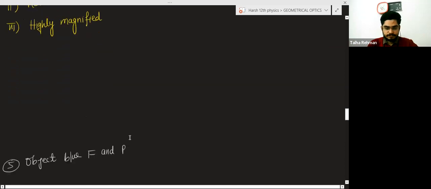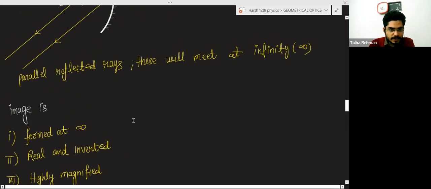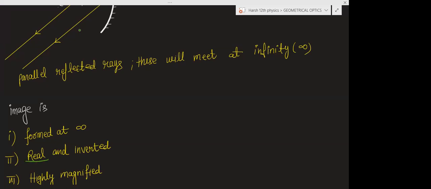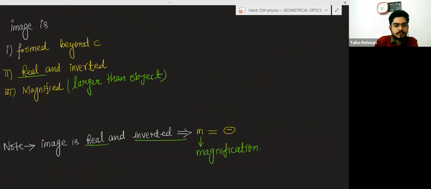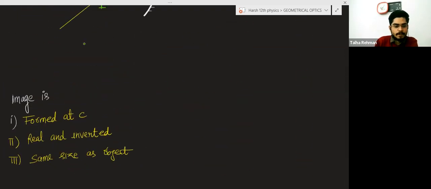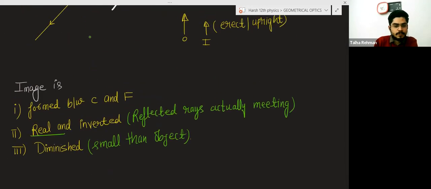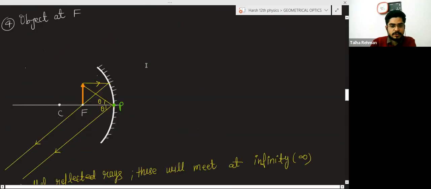Last case, and very special also. Now you can see here, everywhere you are getting the image real and inverted. Here also, real and inverted. Real, inverted. Real, inverted. Now we will see how the image we will get.